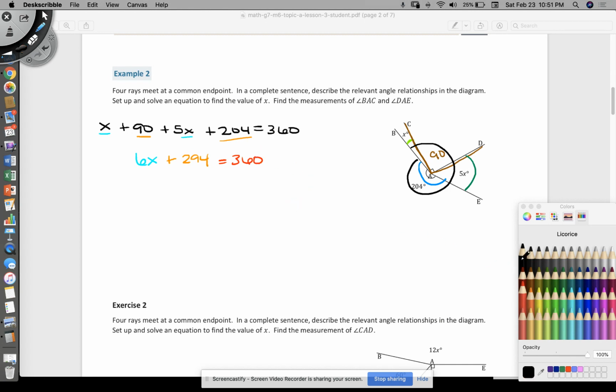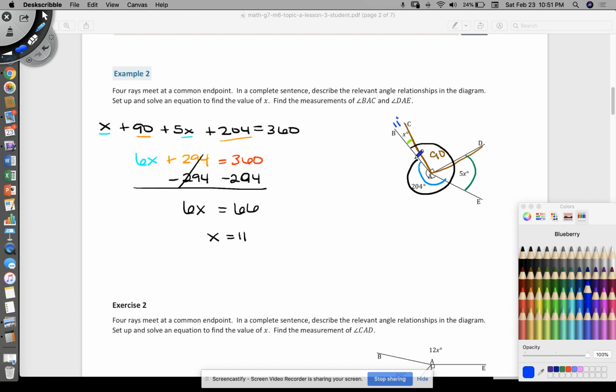Again, we want x by itself, so we need to move this 294. So I'm going to subtract it from both sides of the equal sign there. Those cancel, and I get 6x equals 66. And 6 times what gives me 66? That would be 11. So we have one answer here, that this is an 11-degree angle.